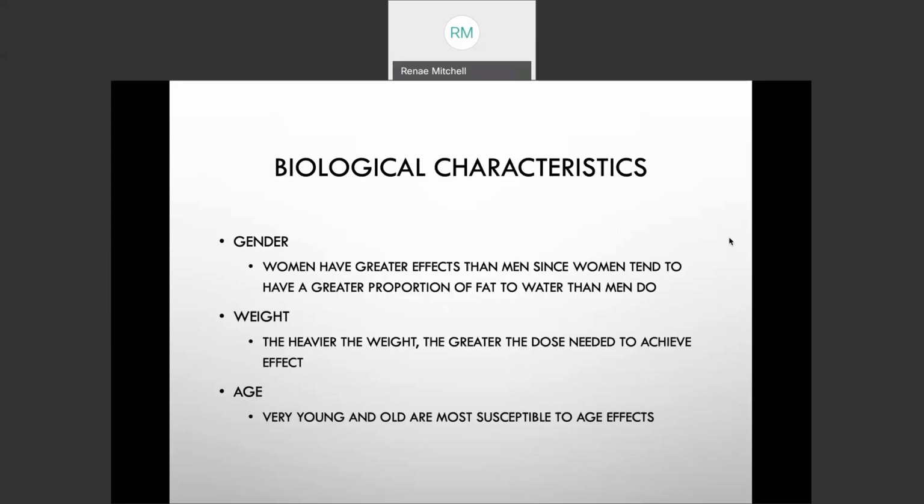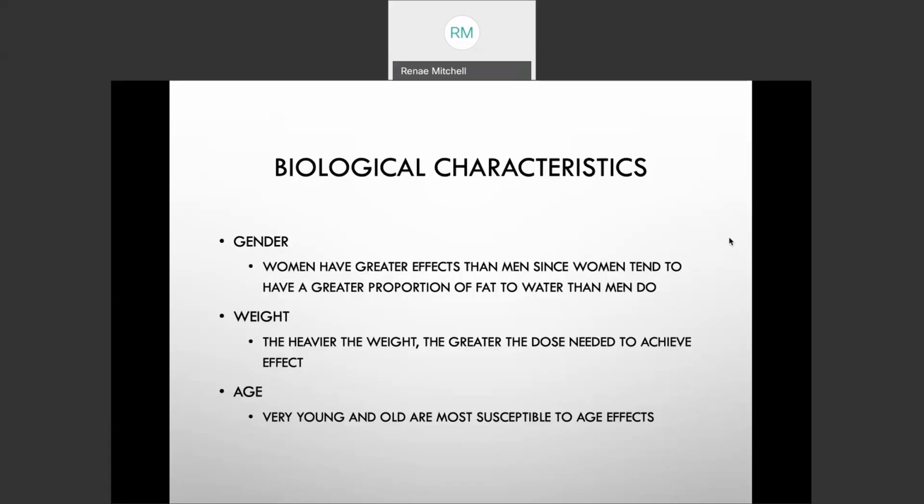There are certain biological characteristics of individuals as well that have an impact on the efficacy of drugs. So, in general, women have a greater sensitivity to drugs than men because of a greater proportion of fat to water in the body than men do. And again, that's a broad generalization, and so you could actually have two women who have a very different response to drugs based on their body fat percentage, just like you could have two different men who have a different response to drugs based on their body fat percentage. But in general, women tend to have a higher body fat ratio, so they have a greater sensitivity to drugs.